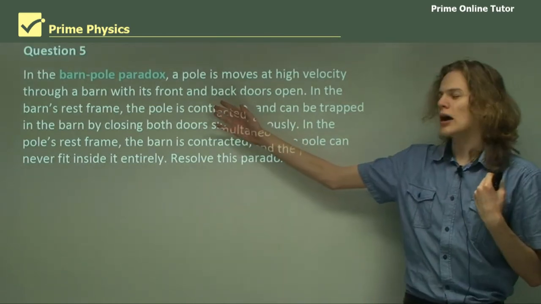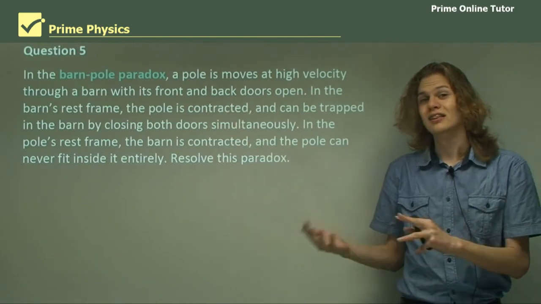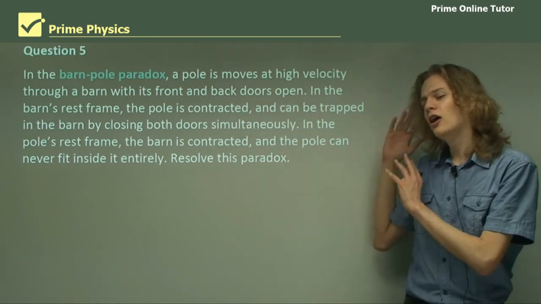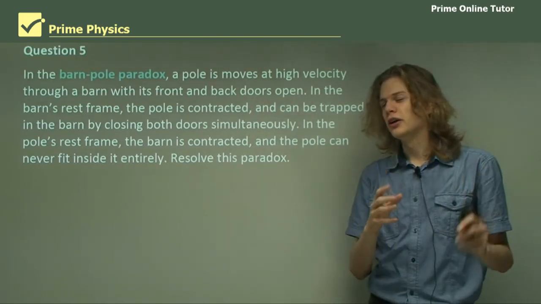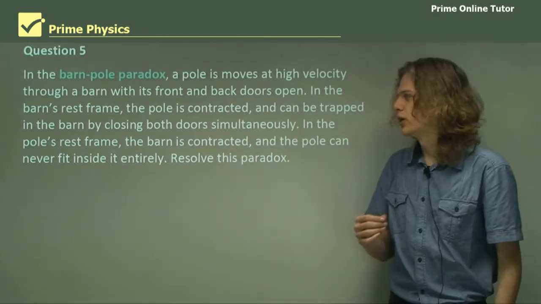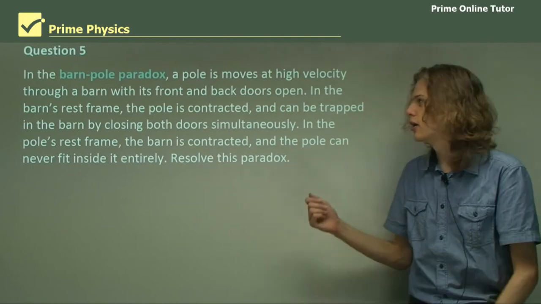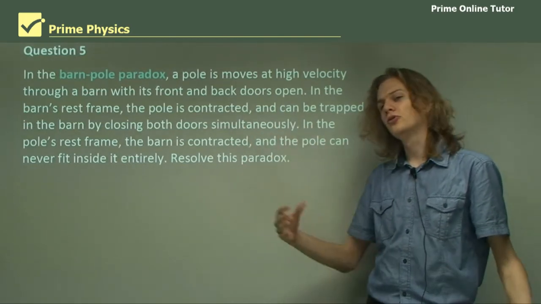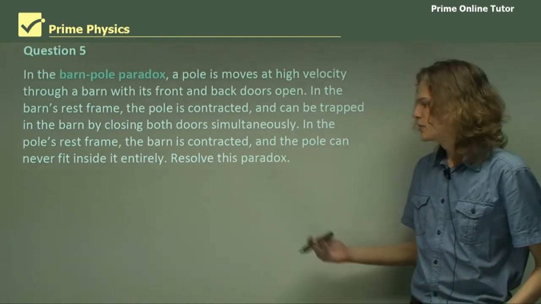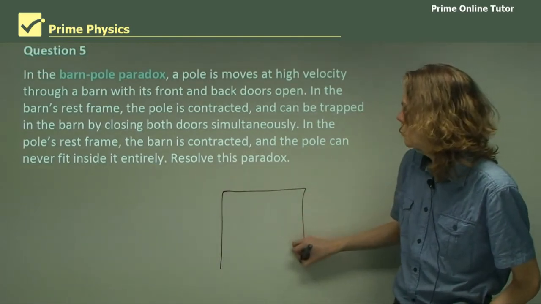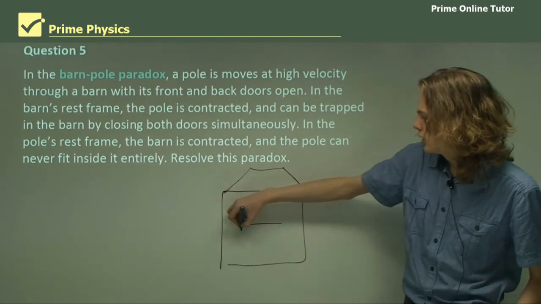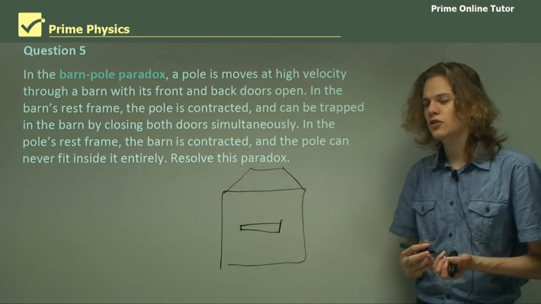In the barn-pole paradox, sometimes called the ladder-garage paradox, a pole is moved at very high velocity, almost the speed of light, through a barn that has its front door and its back door open. Right? So it will just pass straight through without touching the barn. In the barn's rest frame, the pole is contracted and is very, very short. Right? This means that if we imagine the barn over here, then as the pole goes through, it will be very short and fit entirely inside the barn.